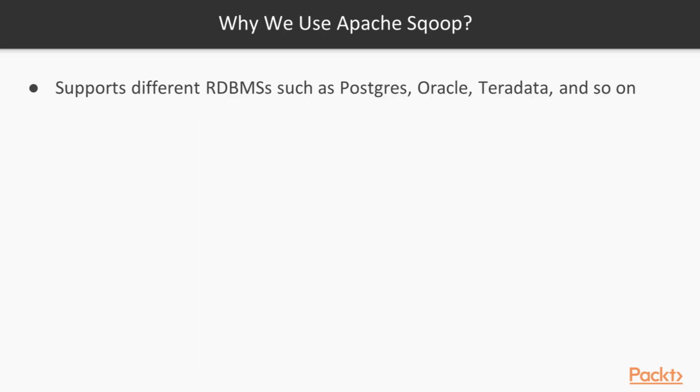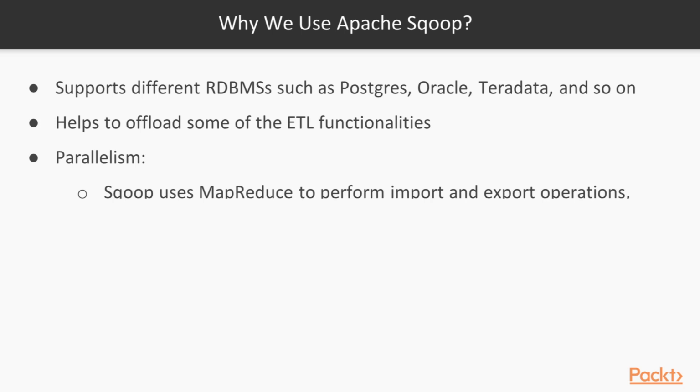Now once we know what Sqoop is, let us see why we actually use Apache Sqoop. As I already told, it supports RDBMS systems, and different types of RDBMS systems are supported, such as Postgres, Oracle, Teradata, and some of the most common ones that are widely used in the industry, MySQL and SQL Server as well. Then some of the basic functionality handled in ETL operations is very easily done with the help of Apache Sqoop.